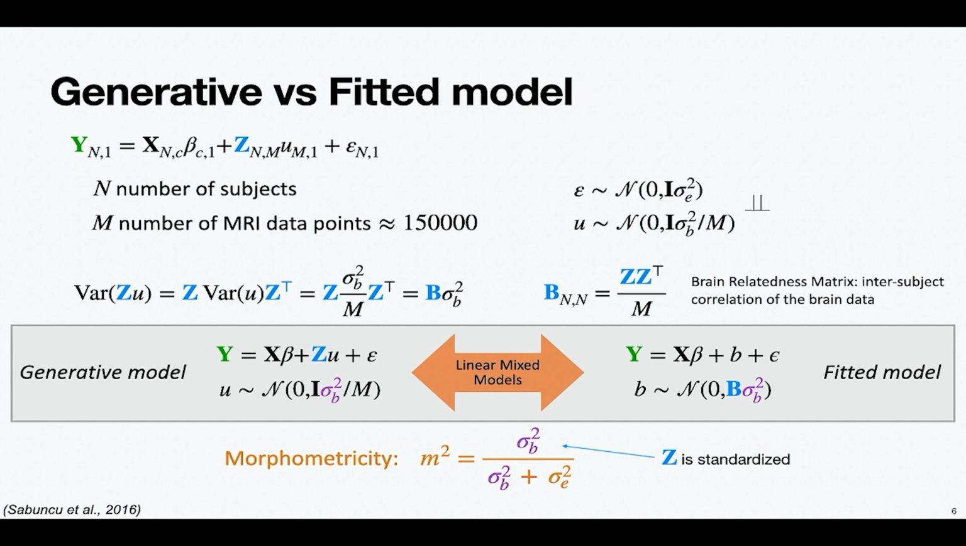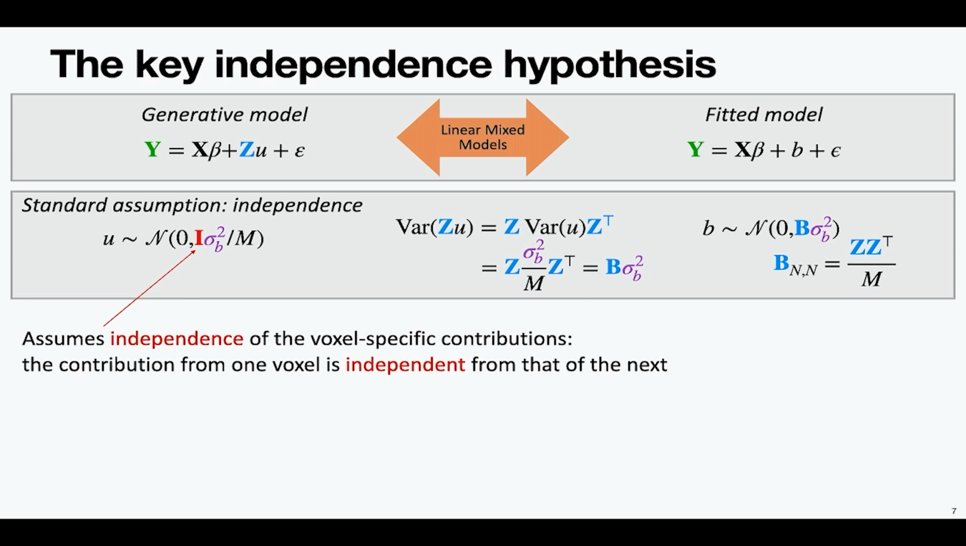So the question now is, what could have gone wrong? I told you that those two linear mixed effect models were equivalent, but for that, we need a key assumption. That is that we need to assume independence of the voxel-specific contributions. This is an assumption that comes from genetics, where this whole framework comes from, but in neuroimaging, it translates to the assumption that the contribution from one voxel is independent from that of the next voxel. So the assumption that things that are close together in the brain have independent effects on the phenotype, which seems a bit questionable.